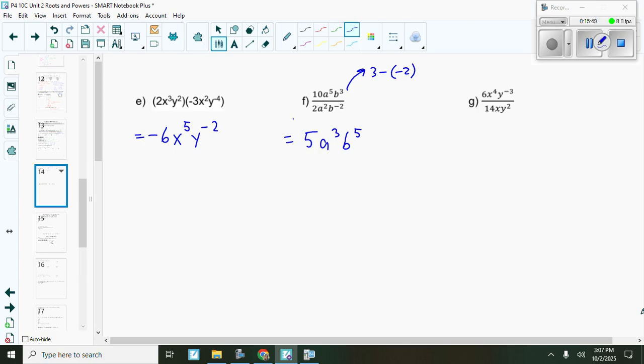Okay, how are you ladies doing? Okay, so you got the simplified fraction. Okay, how about same base and now we're dividing. 4 minus 1. Yep. And then negative 3 minus 2. So 5. Awesome.